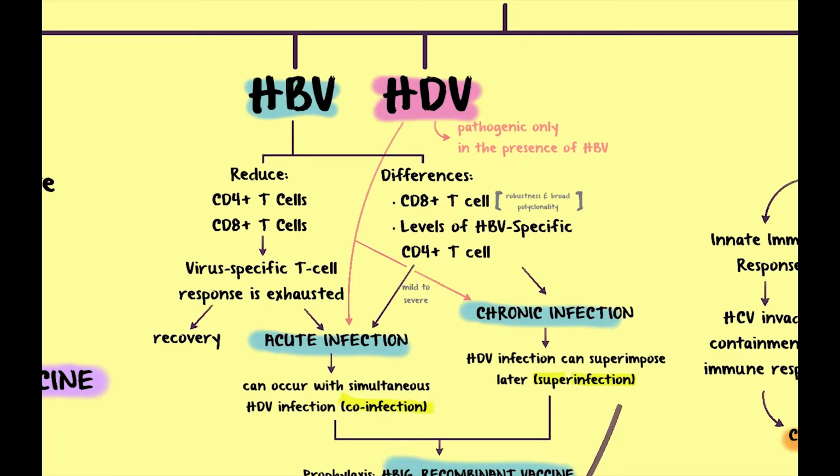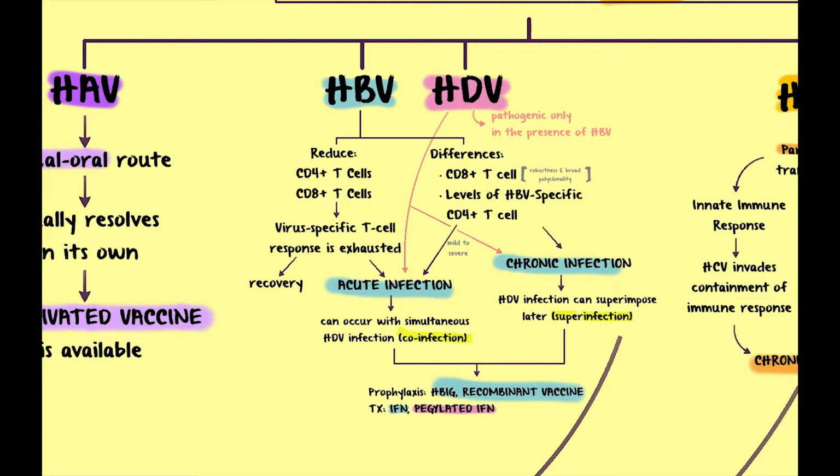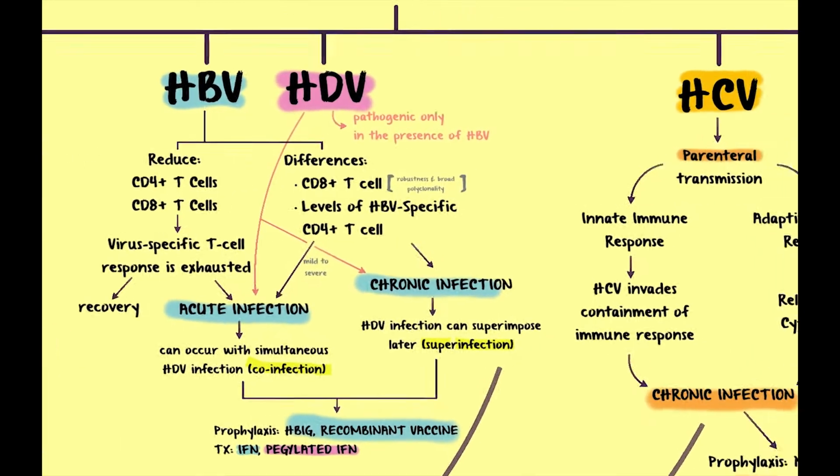These infections can be made more severe with a concurrent infection with hepatitis D. Hepatitis D only becomes pathogenic in the presence of hepatitis B infection. Co-infection with hepatitis D can happen during acute hepatitis B infection, while superinfection with hepatitis D can occur when the virus superimposes later on in a chronic hepatitis B infection. Treatment for both infections is interferon. Recombinant vaccine and hepatitis B immunoglobulin are available for prevention.